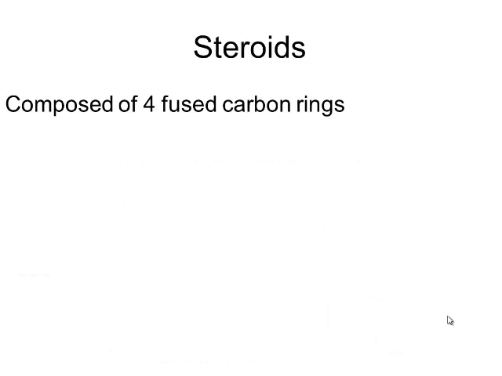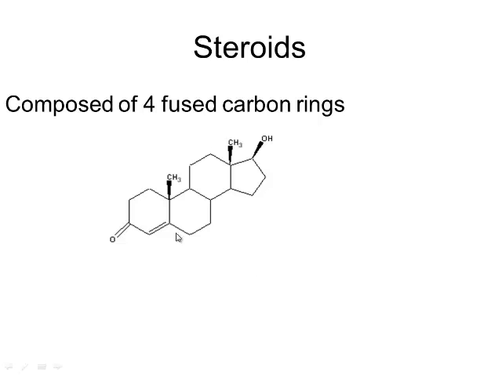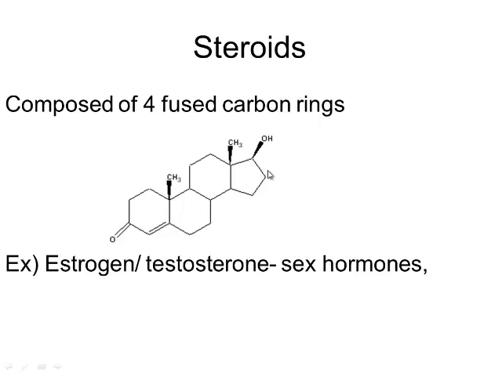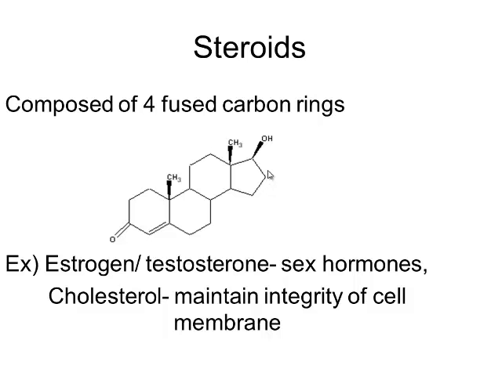And then finally, steroids. It's a completely different structural arrangement. It's composed of 4 fused carbon rings, and it looks like this. They're not going to be mistaken because you don't see these types of structures very often. And some examples that you've probably heard of before are estrogen and testosterone. They're the sex hormones. We'll be looking at those in reproduction. And then cholesterol, which is also in the cell membrane, and it adds to the integrity of that membrane and prevents it from essentially becoming too fluid.